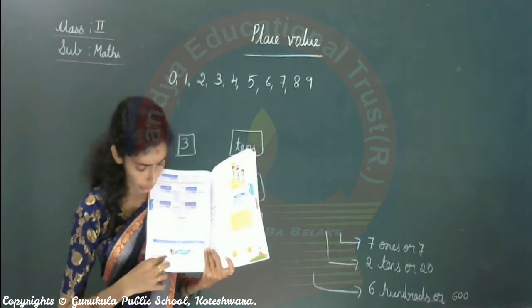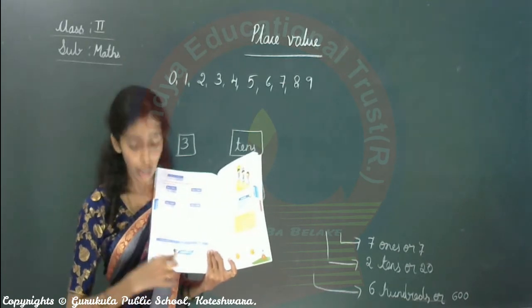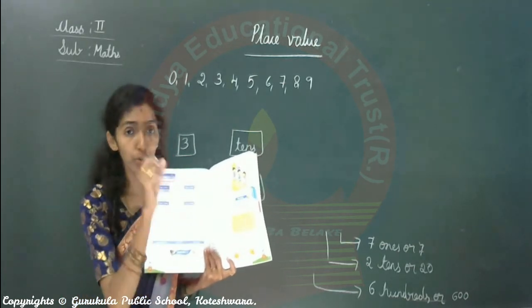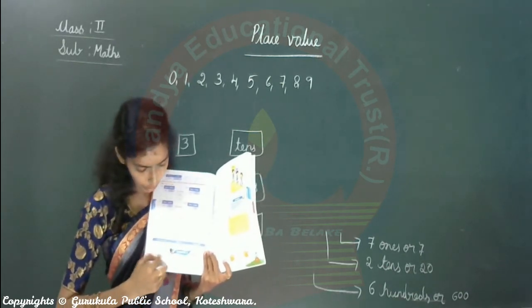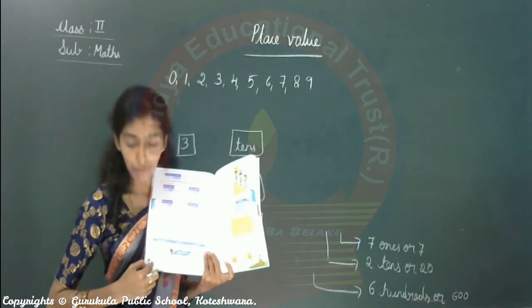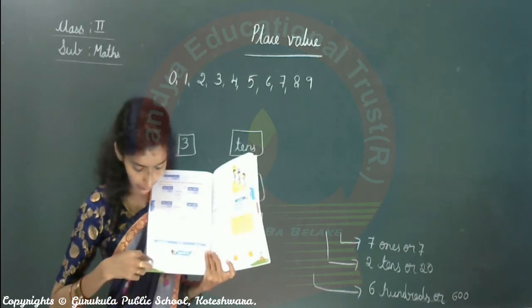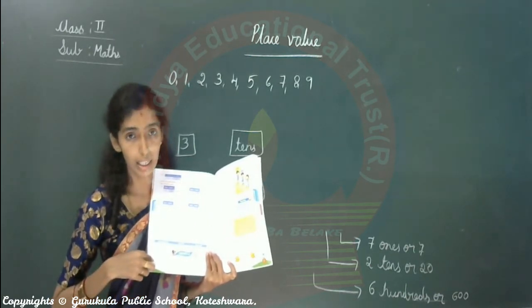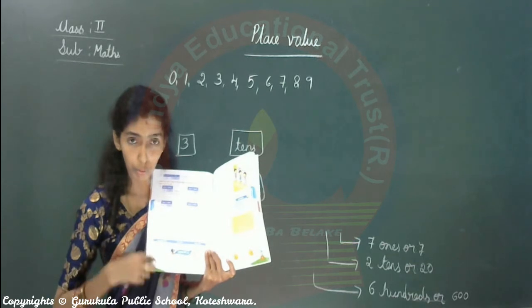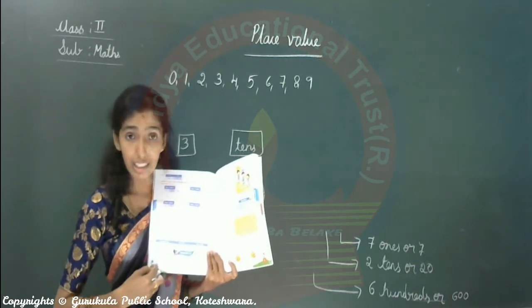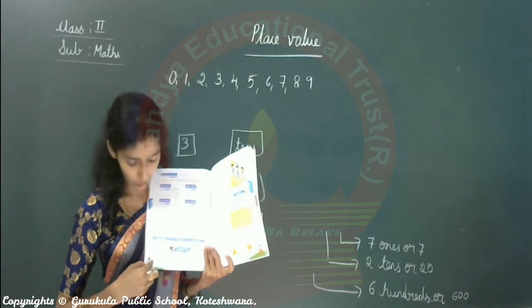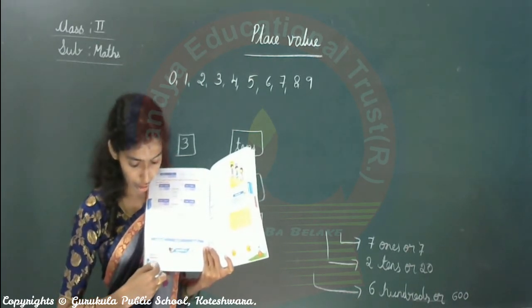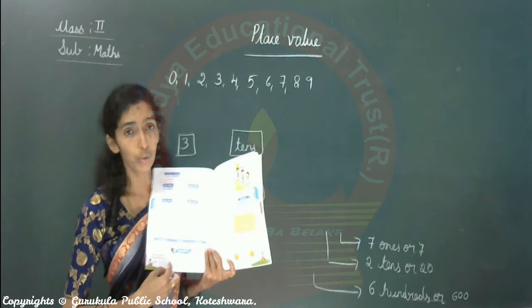Write the place value of the underlined digit. Here they have given some problems. Whichever one they underlined, that place value you should write. Here you see 326. Which one they underlined here? 2 is underlined. What is the place value of 2? Ones, tens, hundreds. But which one they underline? Tens. So, 2 tens means 20.